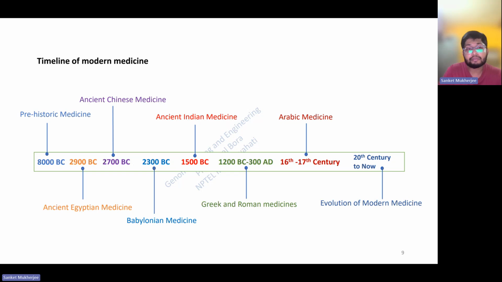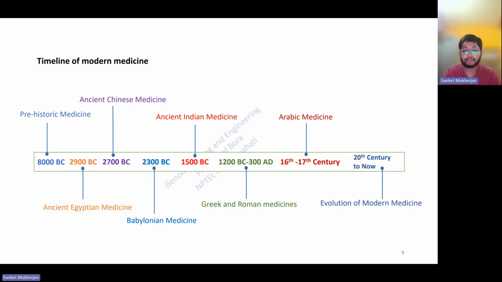We talk about the timeline of modern medicine. So prehistoric medicine dates back to 8000 BC. Ancient Egyptian medicine dates back to 2900 BC. Ancient Chinese medicine dates back to 2700 BC. Babylonian medicine at 2300 BC. Ancient Indian medicine at around 1500 BC. Greek and Roman medicines from 1200 BC to 300 AD. Arabic medicines in the 16th and 17th century, and modern medicine in the 20th century.